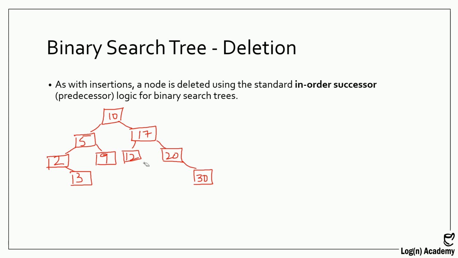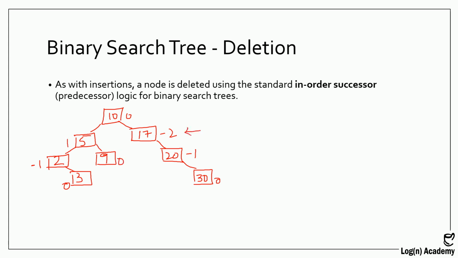Okay, now this tree is still very balanced. Now let's remove 12. 12 is a leaf node, so it's very easy to remove, and we need not make any adjustments. Now if we calculate the balance factors, the balance factor of 30 is 0, the balance factor of 20 is -1, the balance factor of 17 is -2, the balance factor of 10 is 0 because we have 3 levels on the left hand side and 3 levels on the right hand side. The balance factor of 3 is 0, the balance factor of 2 is -1, the balance factor of 5 is 1, and the balance factor of 9 is 0.